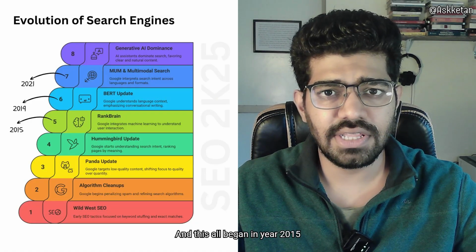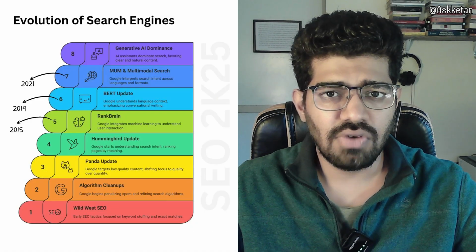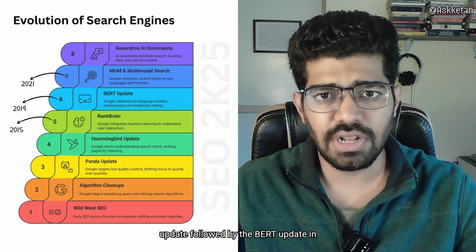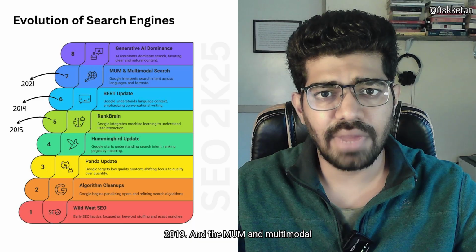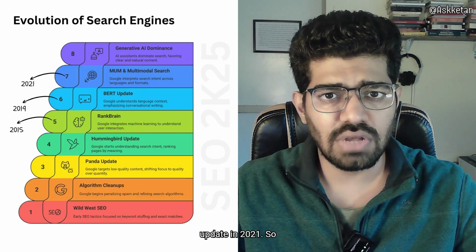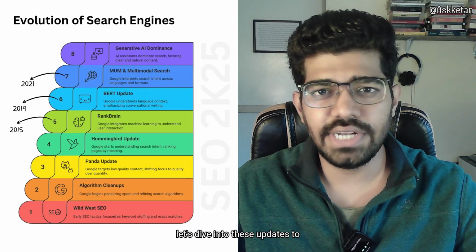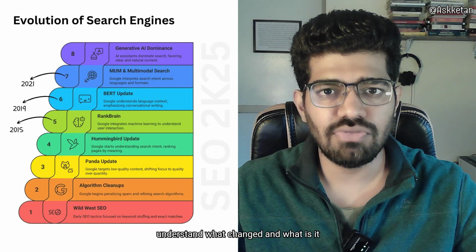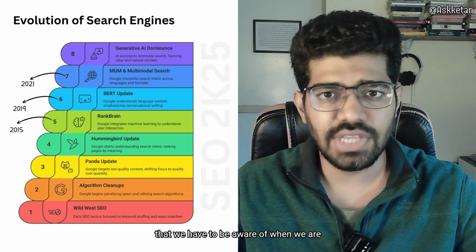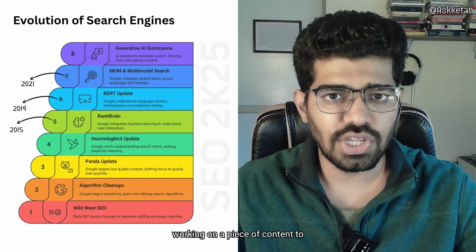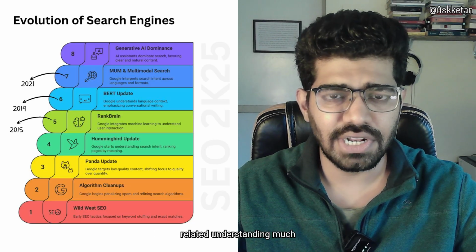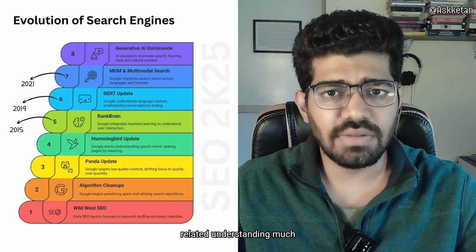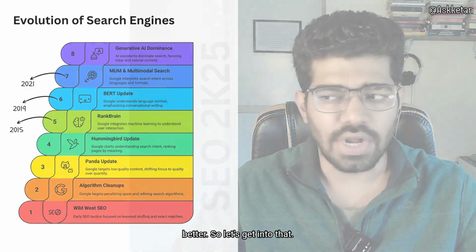And this all began in year 2015 when Google came up with the RankBrain update, followed by the BERT update in 2019, and the MUM and multimodal update in 2021. So let's dive into these updates to understand what changed and what it is that we have to be aware of when we are working on a piece of content to understand SEO keywords much better. So let's get into that.